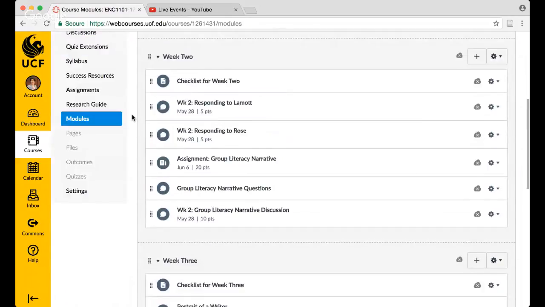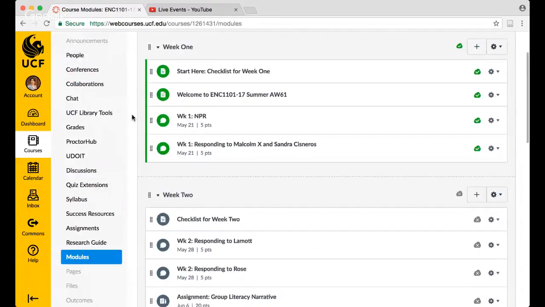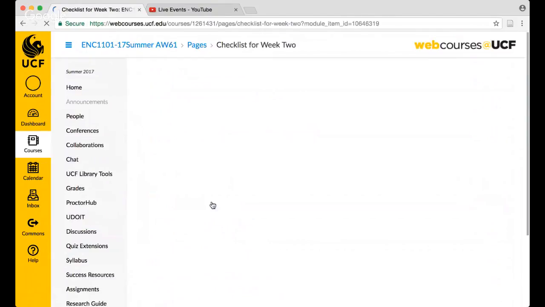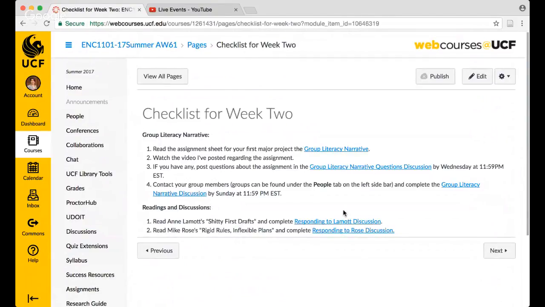But this is where it'll be easiest for you to first go and see what you have to do for the week. So each week I will include a checklist. So you can see here I've created your checklist for week 2. And so I'm going to go ahead and go through this with you. So first of all, I'm asking you to read through the assignment sheet for your first major project. This is the group literacy narrative. I'll talk about that in just a minute.